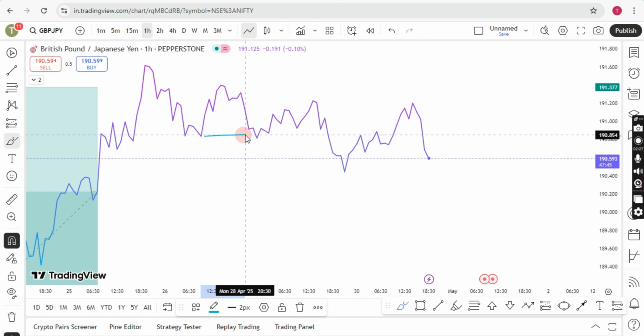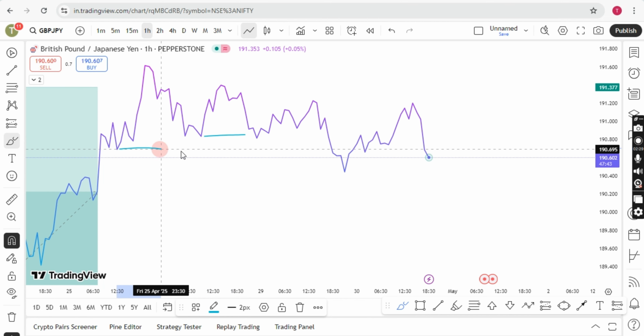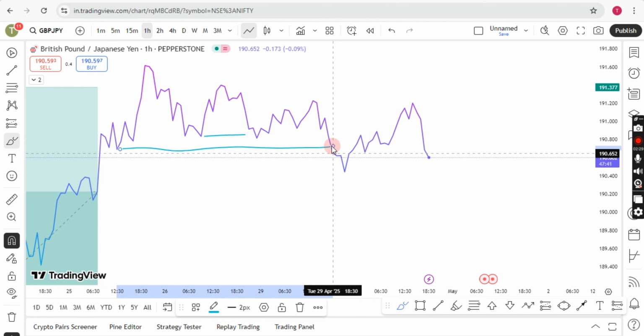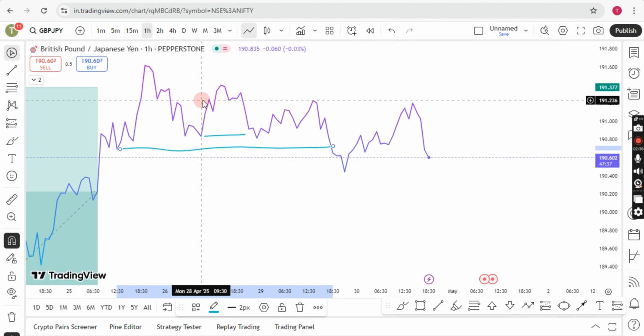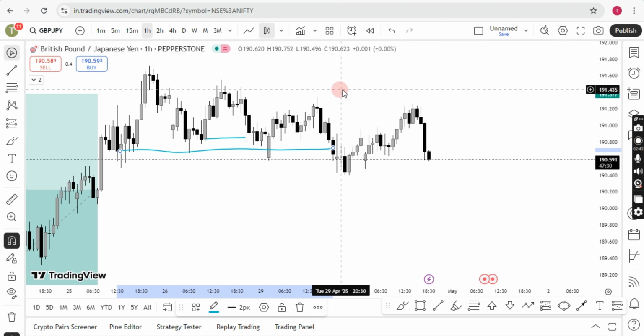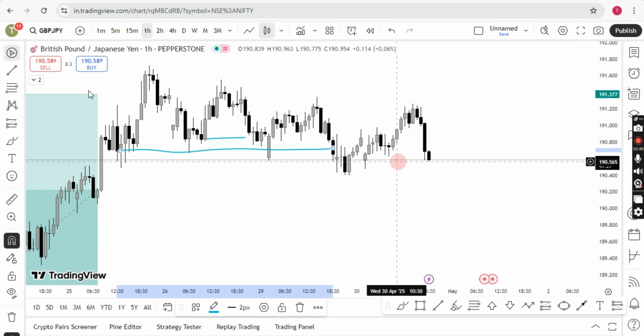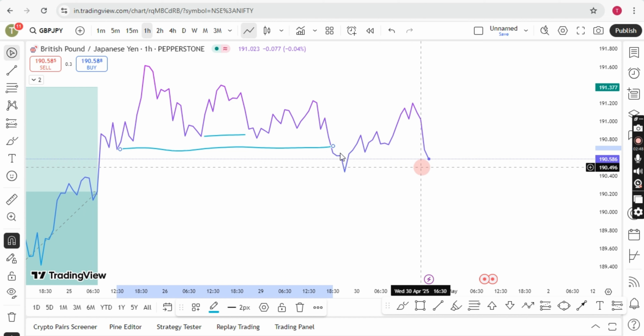If you consider this an internal structure, this is an external structure. See, this is the external structure, and you can easily sell from this area. Or if you take the internal structure, this would be a high risk trade and you can sell from this area also, but this was a high risk trade. But if you sell from this area, see where it is going now.